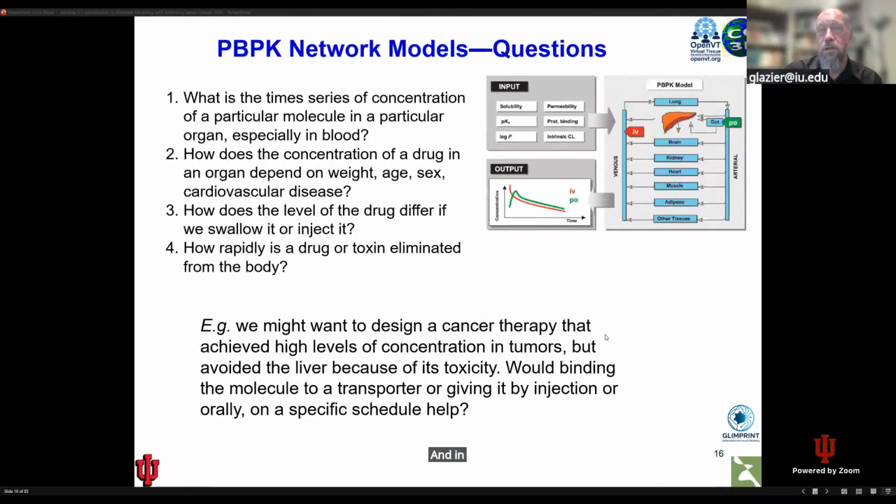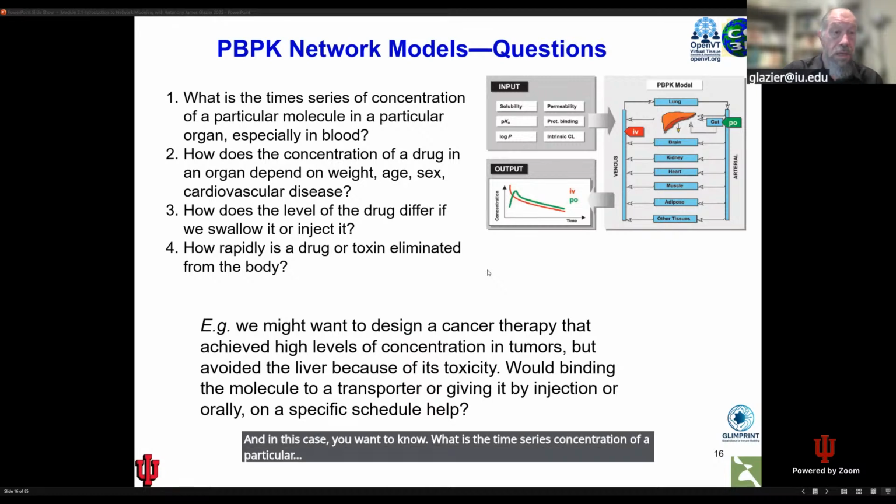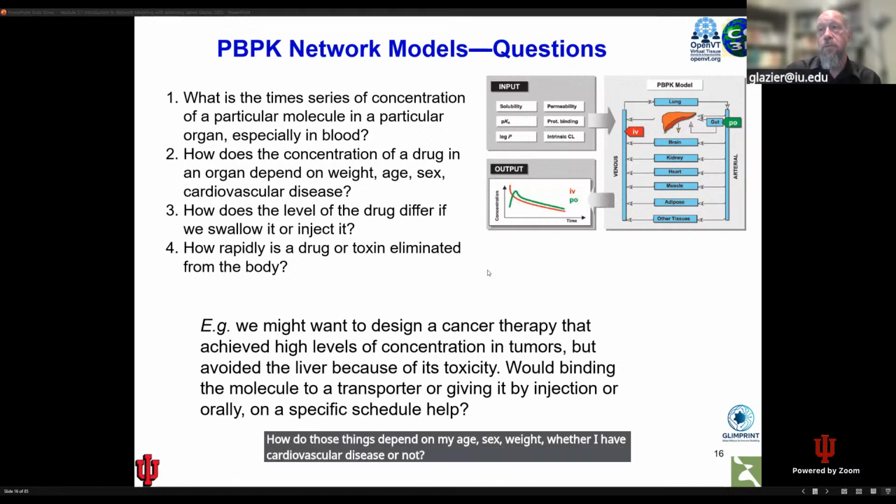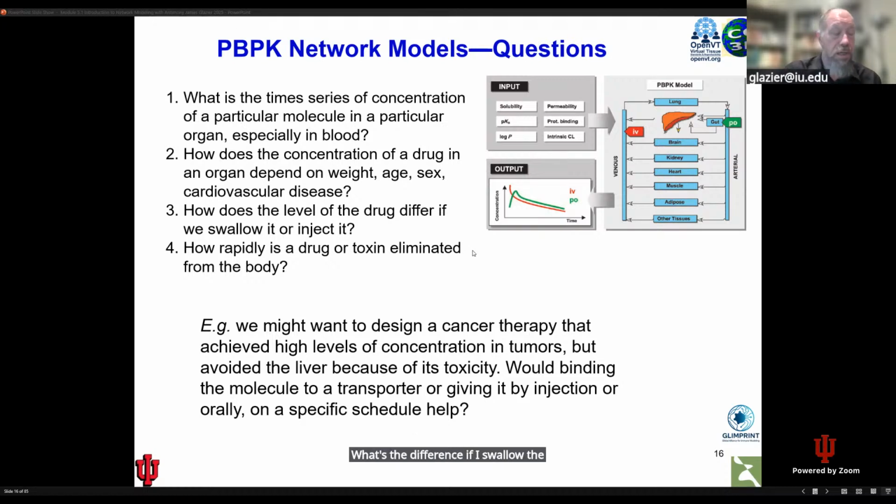And in this case, you want to know what is the time series concentration of a particular chemical in the body, especially in particular organs and the blood. After I've had a dose of a chemical, for example, take a drug, how long does it last? Where does it go? How do those things depend on my age, sex, weight, whether I have cardiovascular disease or not? What's the difference if I swallow the drug or inject it? Swallowed drugs tend to be very variable in the way they're taken up. How rapidly is the drug or toxin eliminated from the body?